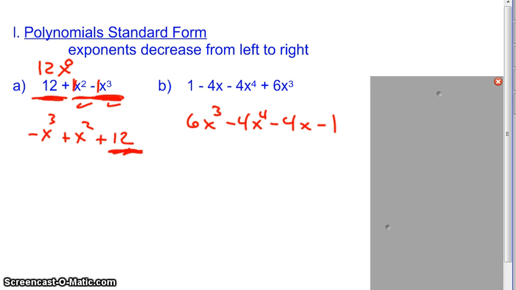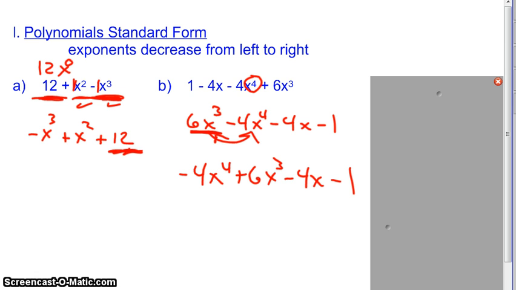Can someone name a problem that you see? The 6x to the exponent of 3 is switched with the 4x to the exponent of 4. Right, because this one has a higher exponent. So negative 4x to the fourth plus 6x to the third. And then he has negative 4x. And he has negative 1.